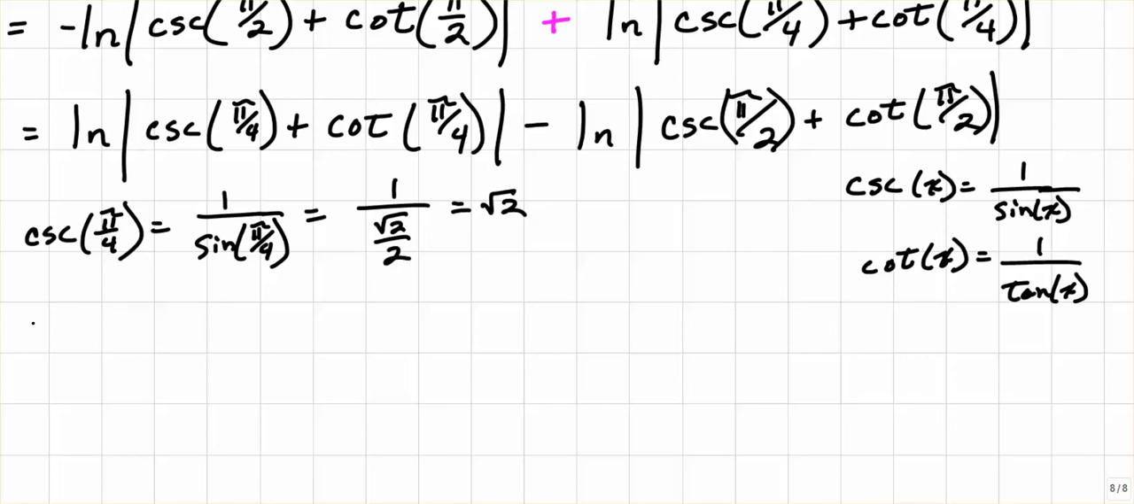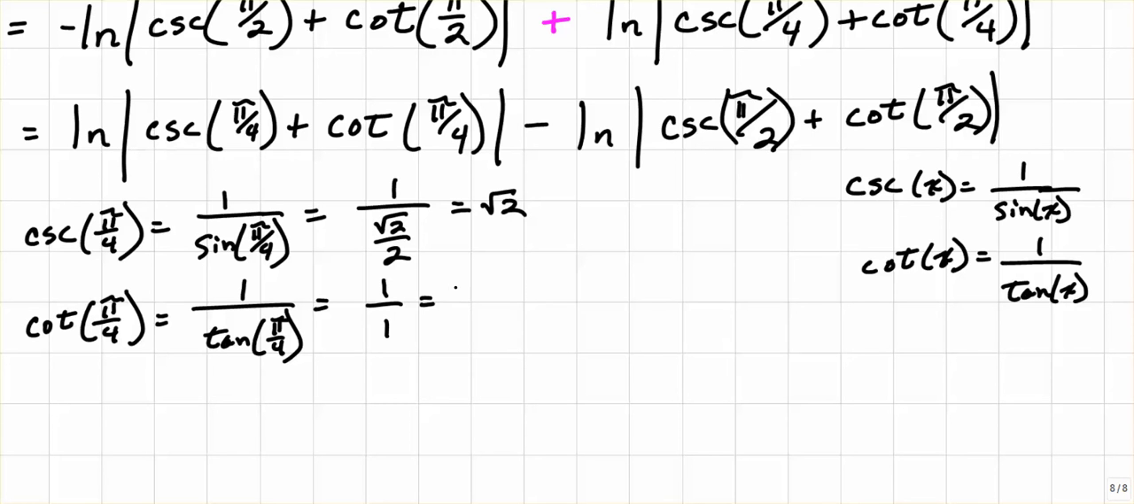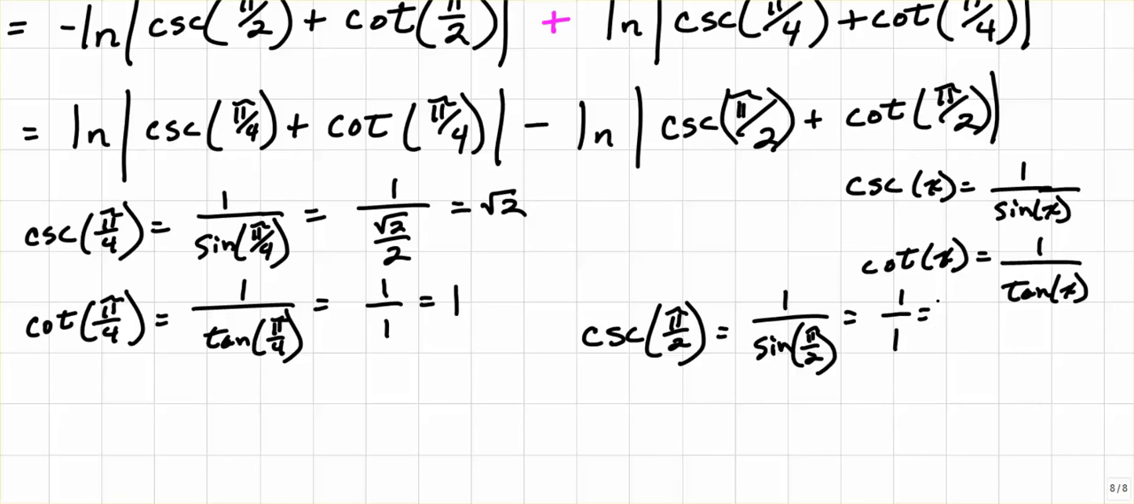And we can take the cotangent of pi over 4, and that's going to be equal to 1 over the tangent of pi over 4, which in this case will be equal to 1 over 1, which is equal to 1. So let's go ahead and find the cosecant of pi over 2. And that will be equal to 1 over the sine of pi over 2, which will be equal to 1 over 1, which is 1.